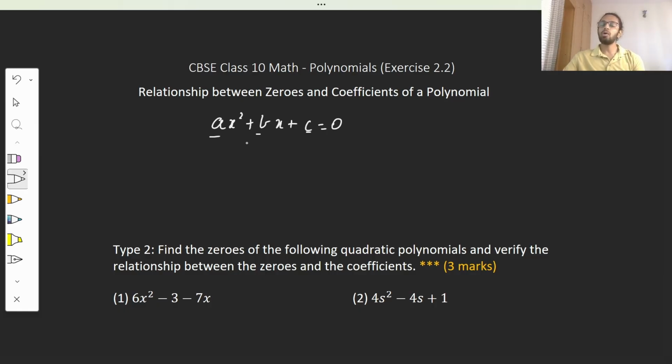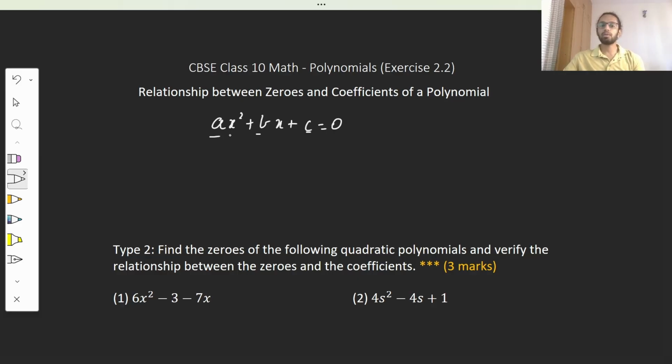Now, as we saw in the first exercise, a quadratic equation, that is an equation which has the highest power as 2, will have the maximum of two zeros. It can also have 1 zero, or it need not have a zero at all. But mostly it will have two zeros. And in order to find that, we have a method called splitting the middle term.